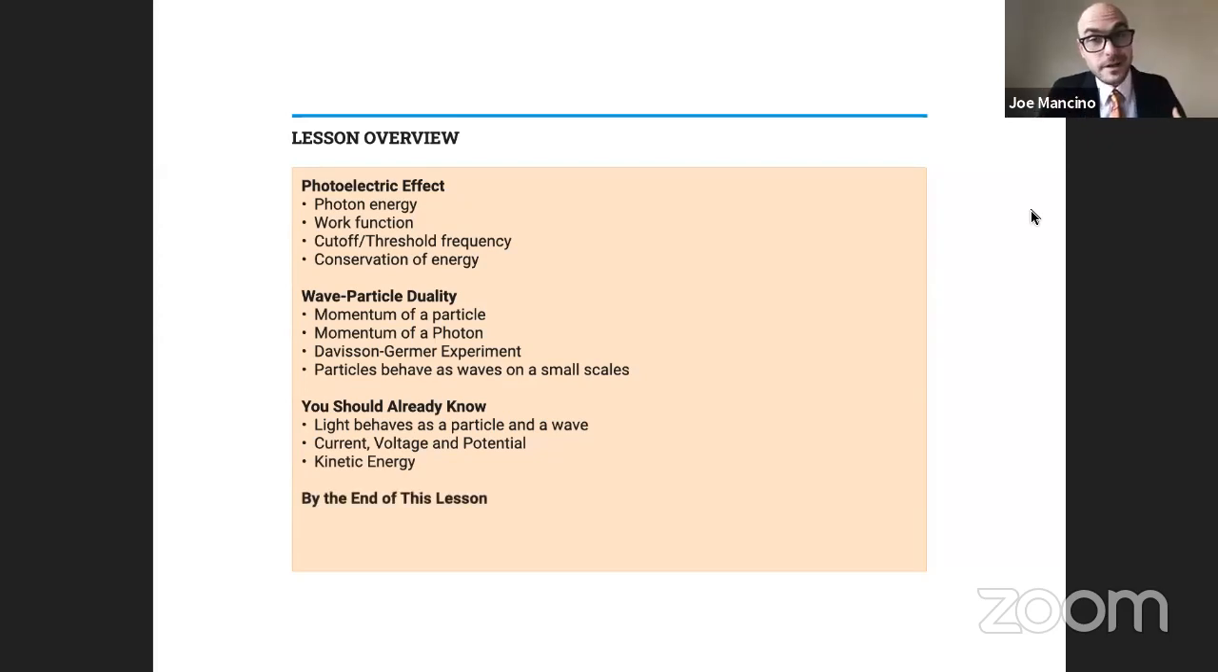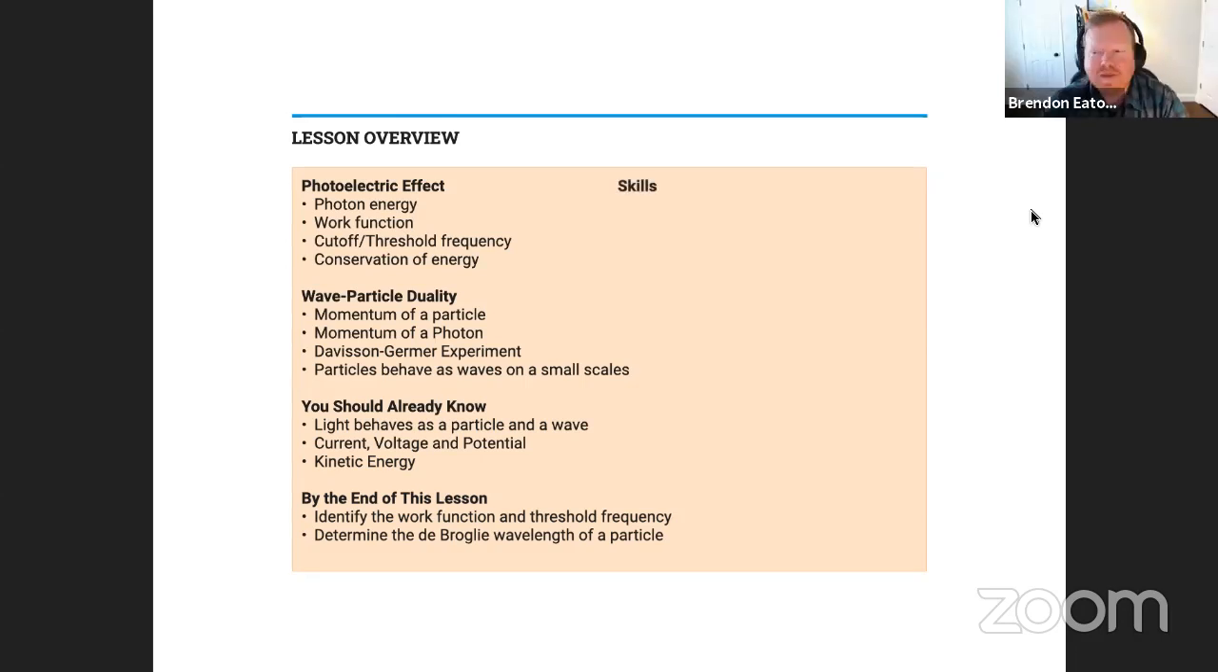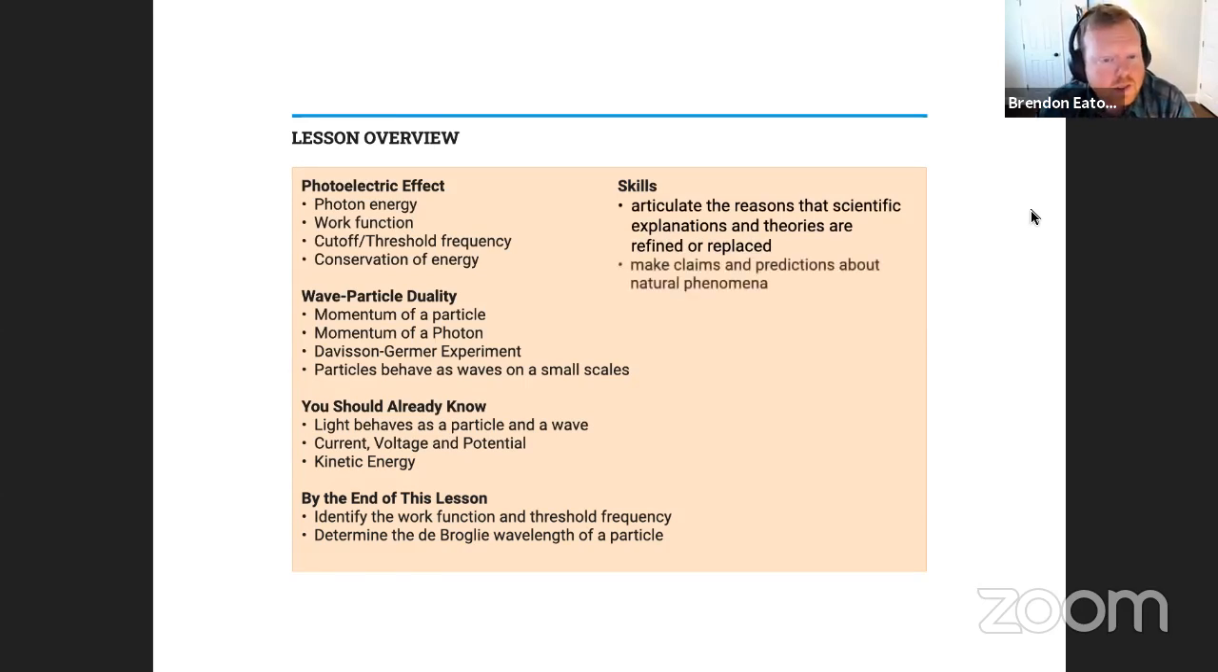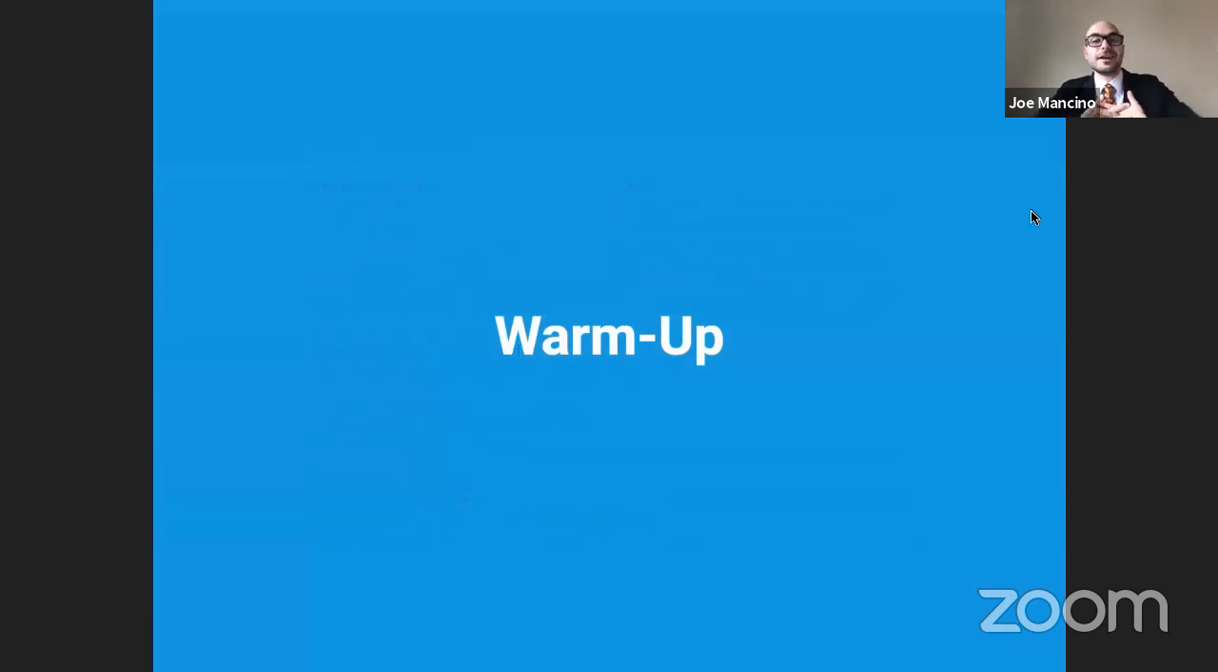And if we do our jobs right, by the end of this lesson, you will be able to identify the work function and the threshold frequency for a metal. You'll be able to determine the de Broglie wavelength of a particle. And we'll be using these skills today: articulating the reasons that scientific explanations and theories are refined or replaced. You will be able to make claims and predictions about natural phenomena and connect concepts across topics. That sounds great. All right, let's get started.